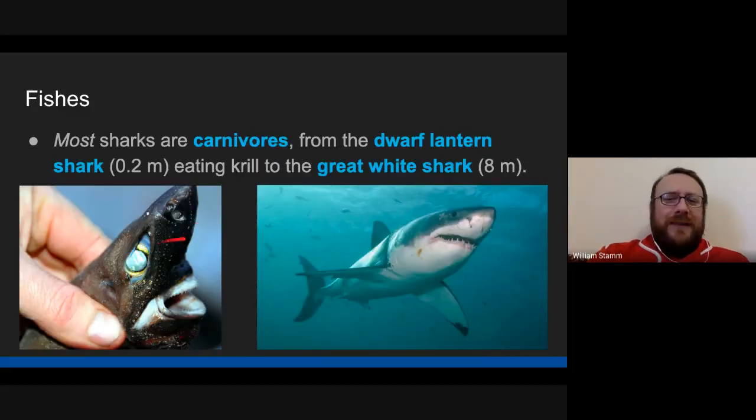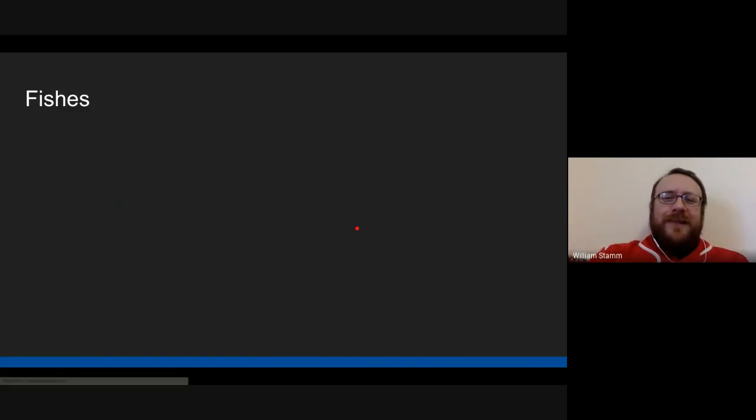Most of them are carnivorous, obviously with these teeth and the scales they have. I mean, they're built for being a predator. They're carnivorous. Even the dwarf lantern shark at 0.2 meters eats krill. It's a carnivore, up to the great white shark.